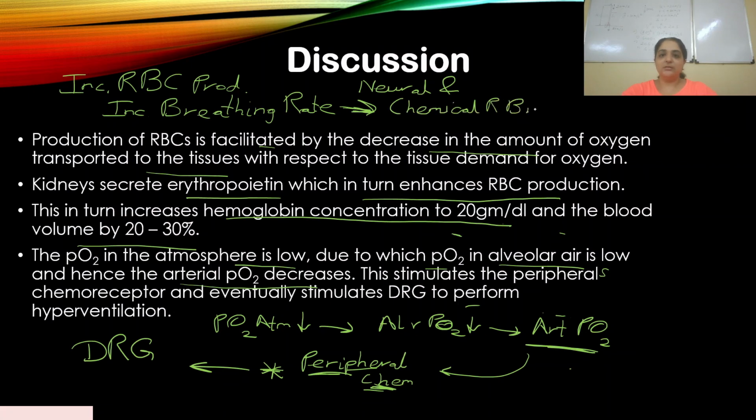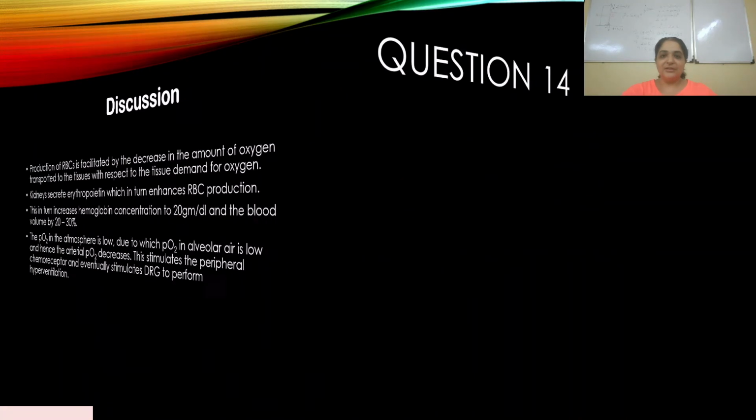Okay, of breathing. So there I have explained it in detail how central chemoreceptor, peripheral chemoreceptor, DRG, VRG, all of them function together. Okay. So I hope this was clear, and I'll also make another video where I will discuss all the acclimatization changes that are happening in the body when you are at high altitude. Okay, let's move on to the next question.